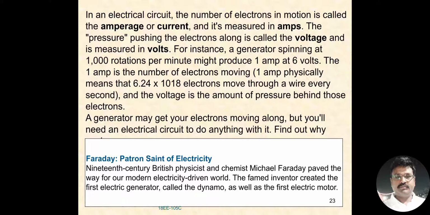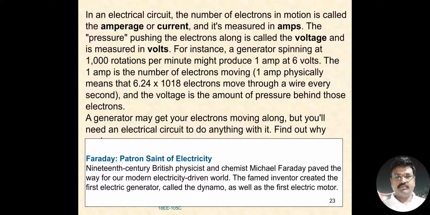The pressure pushing the electrons along is called the voltage and is measured in volts. For instance, a generator spinning at 1000 rpm, rotations per minute, produces 1 amp at 6 volts.